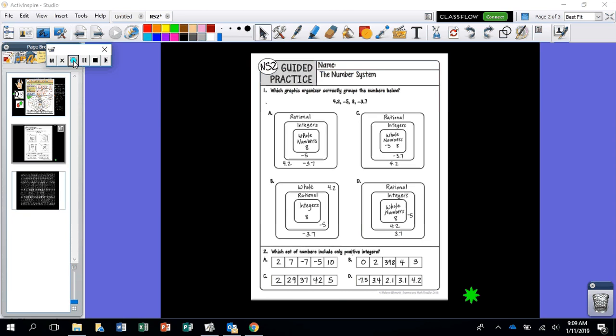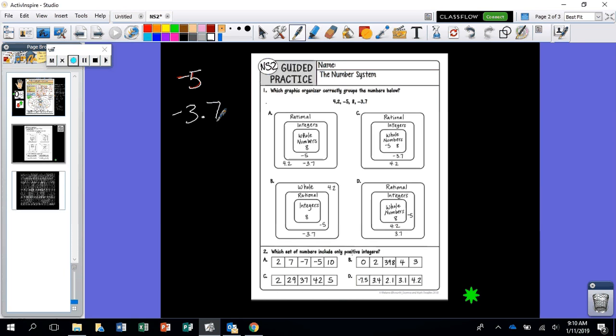So the first thing we want to do is go ahead and see if we can decide what these numbers should be. And we know from our notes that we just took that I've got two negative numbers, -5 and -3.7, and neither of them can be a number we can count on our fingers. It's not 0.